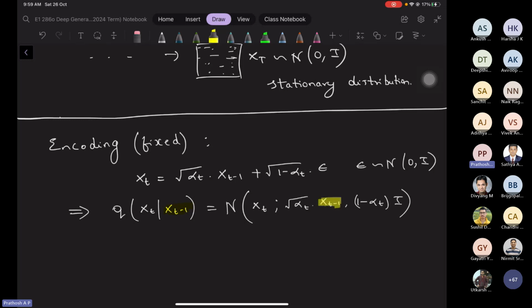This xt minus 1, which I have marked in yellow, is a fixed value because you're already in xt minus 1 and it has assumed a particular value. Given that, you have an entire distribution over xt, which is given by that equation. Does it make sense? You have a distribution over xt because of this epsilon. So you are given an xt minus 1, you get an entire distribution over xt. Is that all right to all of you?